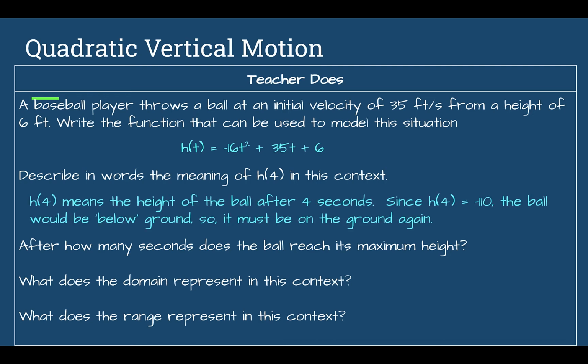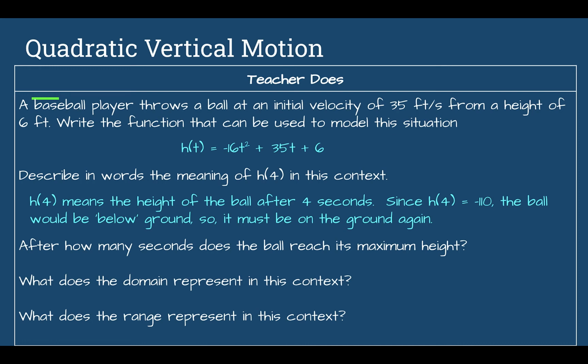H of 4 would mean the height of the ball at 4 seconds. If we were to evaluate it and plug in 4 to the equation, h of 4 is negative 110. In this situation, that would mean the ball is below ground, so at that time, the ball must just be on the ground again. In other situations, it might be below the surface. But in this one, since the ball is reaching the ground, it would just be sitting on the ground.